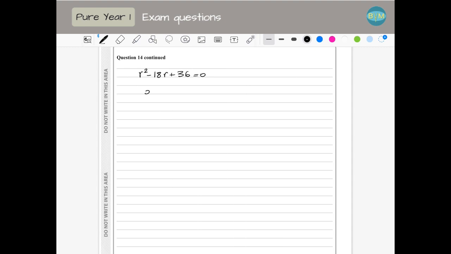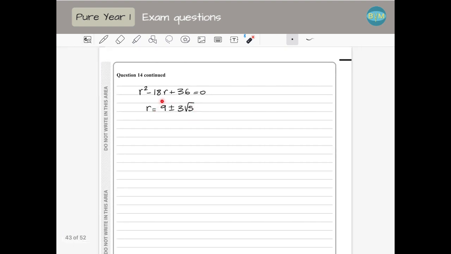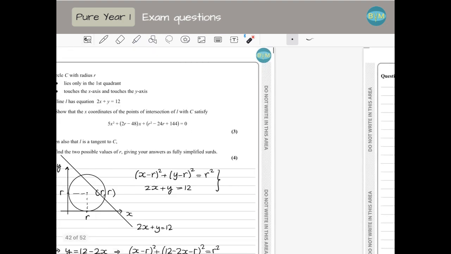When I use the quadratic formula, my values of r are 9 plus or minus 3 root 5. They say the two possible values of r, giving your answers in simplified surds, which is this one. If they don't say the two possible values, or values in plural, be careful, because one of these, the one that has a minus, could be negative, and the radius cannot be negative, so you would have only one solution. So just in case, be careful. But that's all for this question.